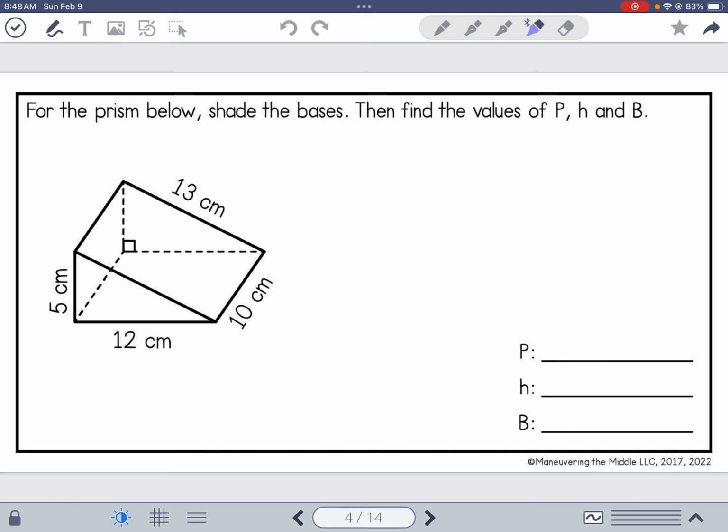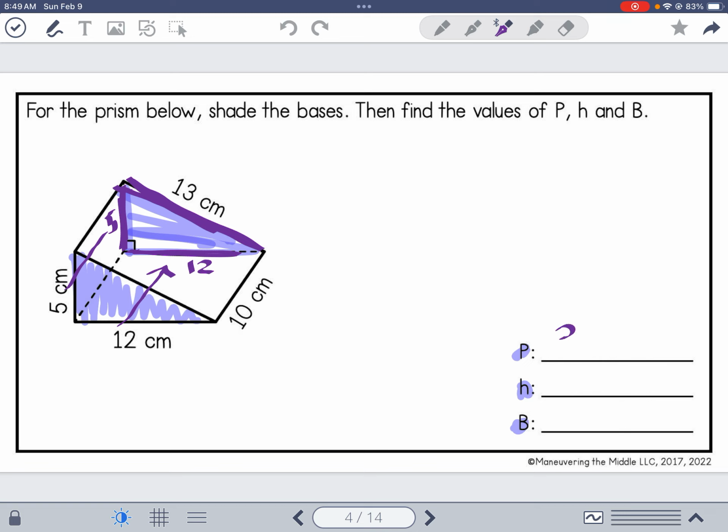We're going to do just like yesterday. P, H, B. Now the perimeter is the perimeter of the base. So probably the best thing to do every single time is to go ahead and just color in your bases. The bases are congruent to each other. So I know that this is 13. This is 12. And my height is 5. So I'm going to give you a second to add those up. You can use your calculator because now we're on 8th grade. 13 plus 12 plus 5 is 30 centimeters.